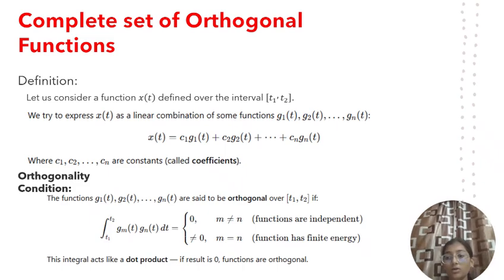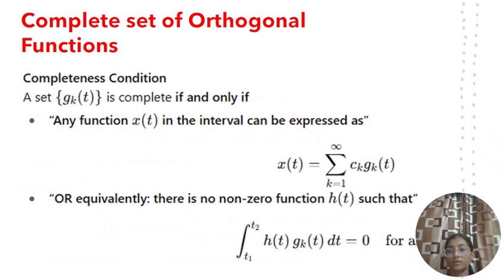Also, there is another simple condition. The integral acts like a dot product; if the result is 0, that means the functions are orthogonal. A set is complete if any function x of t in the interval can be expressed as a linear combination of those basic functions.